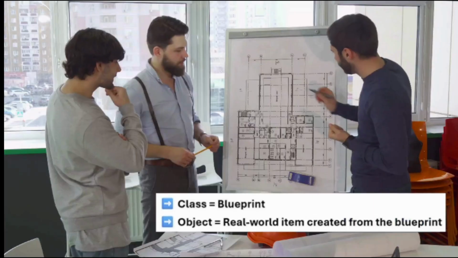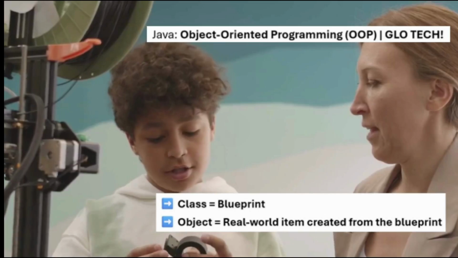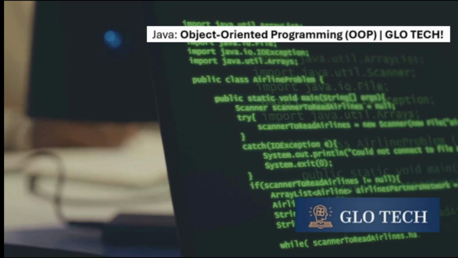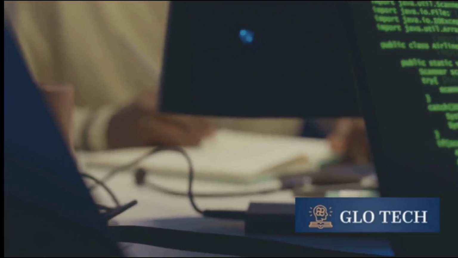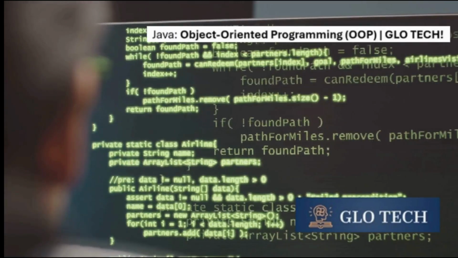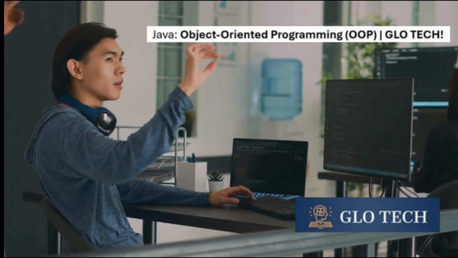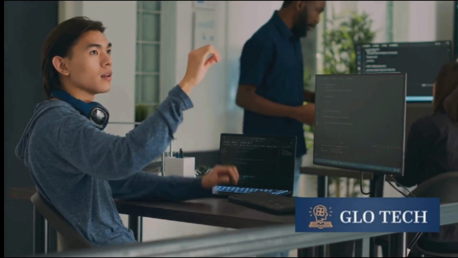So to sum it up, a class is the blueprint. An object is the real-world item you create from that blueprint. When you create an object from a class in Java, it automatically inherits all the variables and methods defined in the class. And here's the best part, you can customize those objects to make them fit your needs. Now I know this can feel a little abstract at first, but trust me, once you start using classes and objects in your code, it'll all click together.